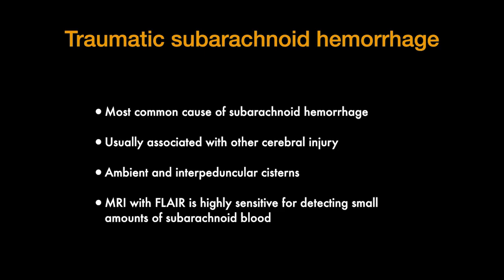Okay, now moving inward from the dural membrane is the subarachnoid space between the pia and the arachnoid membrane. Traumatic subarachnoid hemorrhage is the most common cause of subarachnoid hemorrhage. That is, trauma is the most common cause of subarachnoid hemorrhage. They're usually associated with other cerebral injuries, but can be seen in isolation. Places to look for subtle traumatic subarachnoid hemorrhage are the ambient and interpeduncular cisterns, and MRI with FLAIR sequencing is highly sensitive for detecting small amounts of subarachnoid blood.